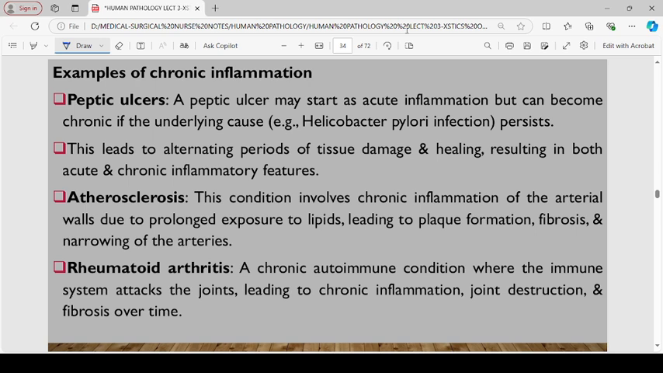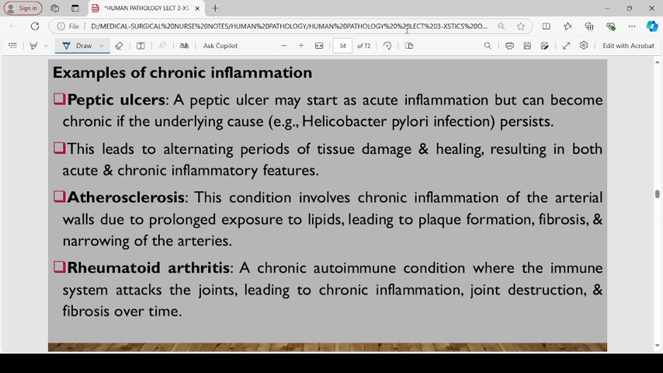So examples of chronic inflammation include peptic ulcers, where a peptic ulcer may start as an acute inflammation, but can become chronic if the underlying cause, for example Helicobacter pylori, persists. And this could lead to alternating periods of tissue damage and healing, resulting in both acute and chronic inflammatory features.